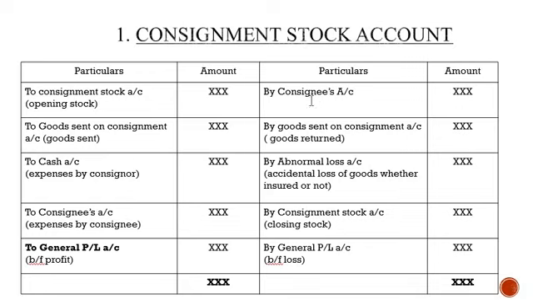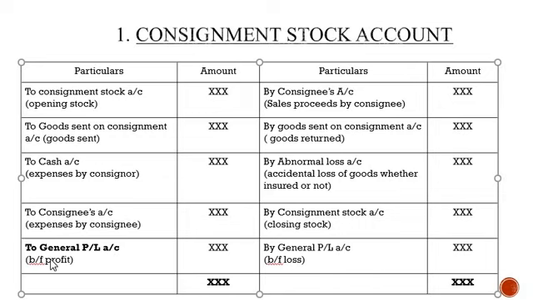Next, by consignee's account, that is sales proceeds by consignee. Then by goods sent on consignment account, that is goods returned. By abnormal loss account, accident loss of goods whether insured or not. By consignment stock account, closing stock, and then we tally the account, and then we get to know whether it is profit or loss.